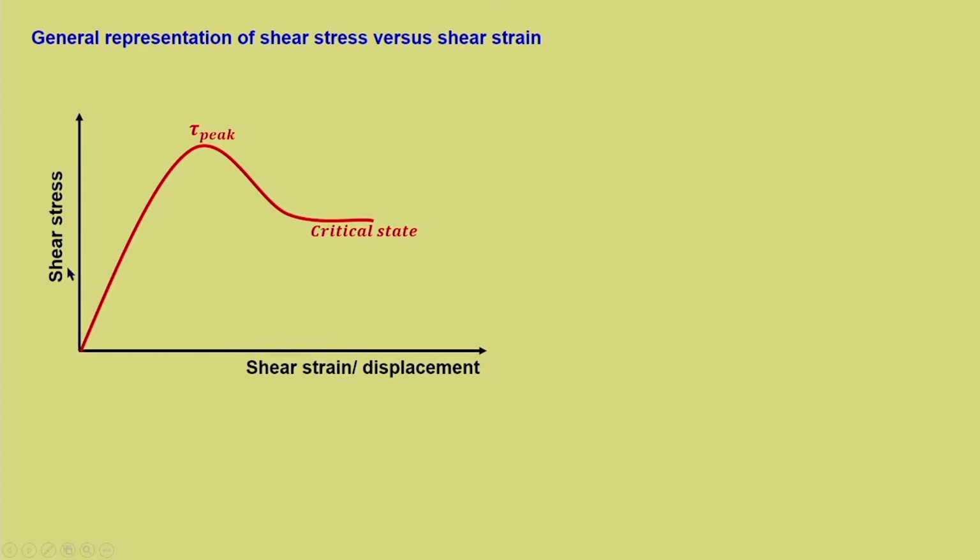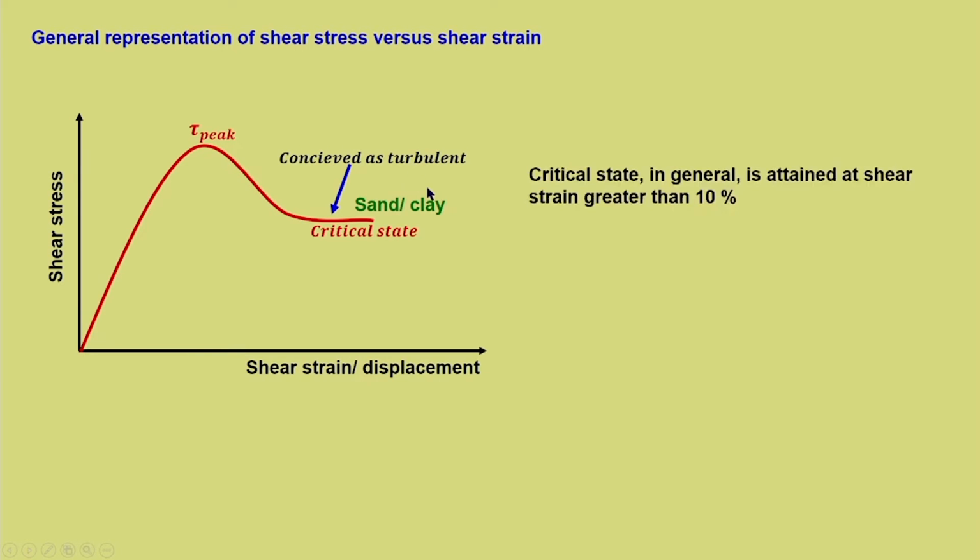So, to understand this concept better, let us try to understand this using a figure. This is what we have already studied: shear stress, tau peak, and then reaching a constant critical state. This is equally valid for sand and clay. Now, at this particular critical state, it is conceived that there will be a kind of turbulent flow, and this critical state in general is attained at shear strain greater than 10%. Okay. So, this is what is marked here.